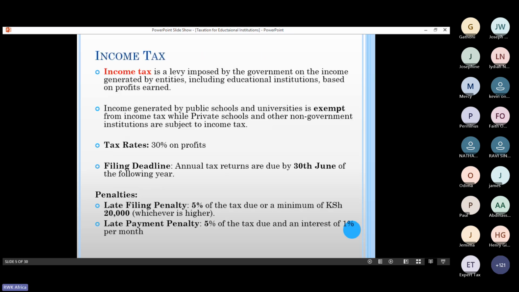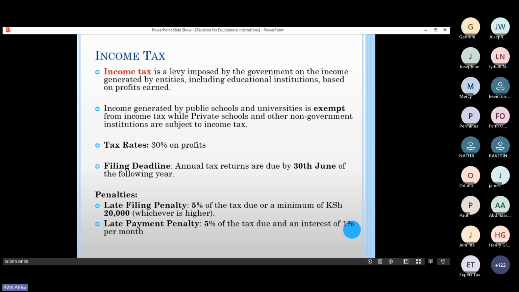So we check on the income tax, and in case of any issue, kindly feel free to type in the chat box so that we can move together. So the income tax, this is the tax at the end of the year. Between January and June is the busy season for the audit and the filing of taxes. And this is the tax that we are focusing on, the income tax. It is the tax on the income generated by an entity and institution, and it is subjected to the profit.